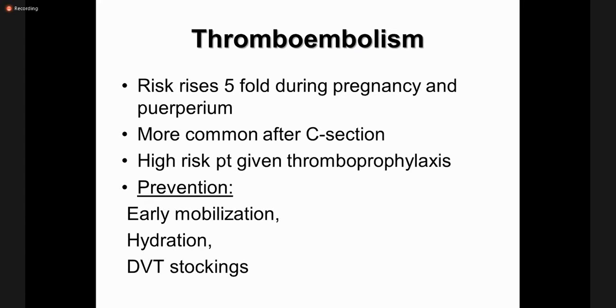Okay, the most common is after C-section, because after C-section the patient remains immobile in bed, so there is a risk that thromboembolism can occur in the legs, like deep venous thrombosis. Okay, if the patient is already at high risk of thromboembolism, you will give thromboprophylaxis in the form of heparin. Okay, what are the methods you can use to prevent this? By early mobilization, like after cesarean section, you will mobilize the patient soon after.